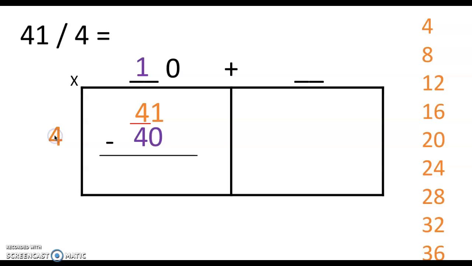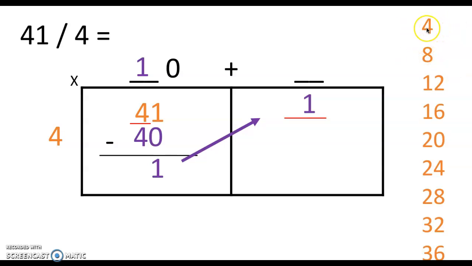Then we'll subtract those. 1 minus 0 is 1. 4 minus 4 is 0. Then we're going to bring up our remainder into our ones place. We're in the ones place, so let's look at our ones place. What's the closest we can get to 1 without going over? Oh, I don't even see a 1 on here because the lowest one I see is 4.